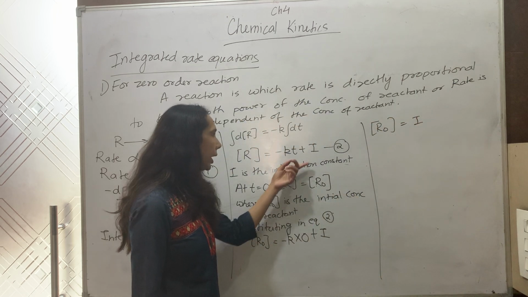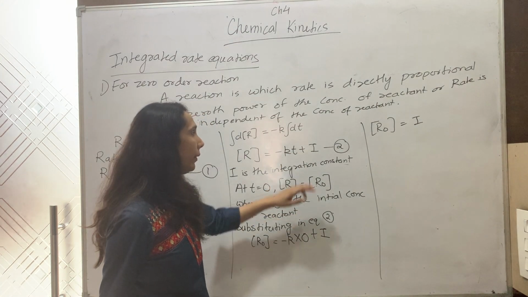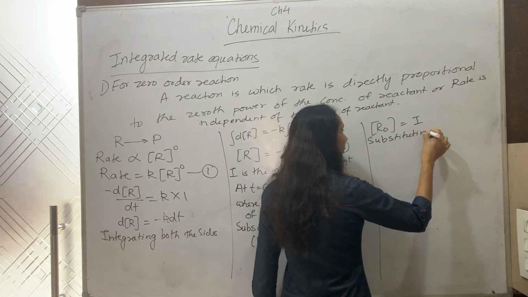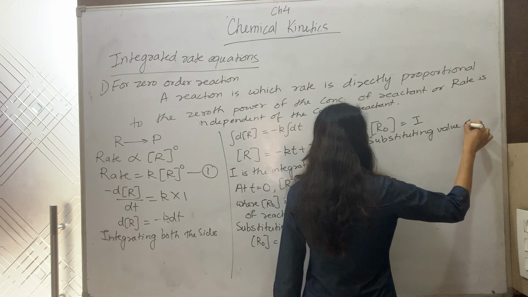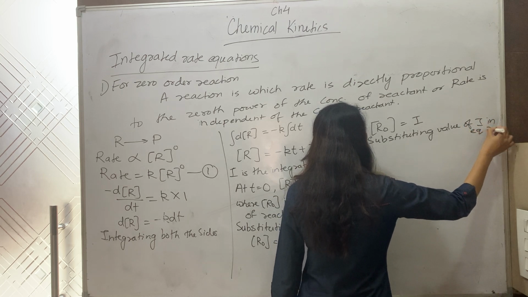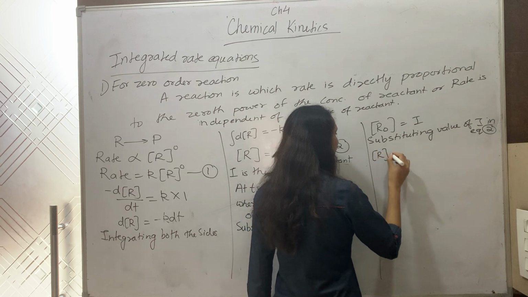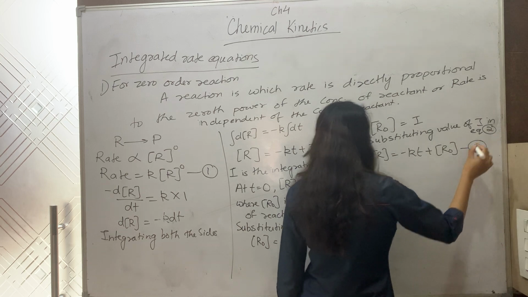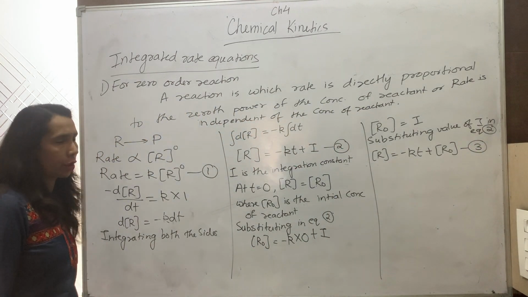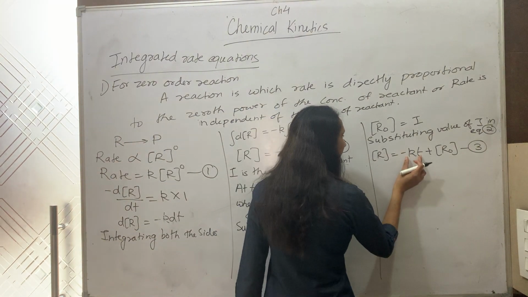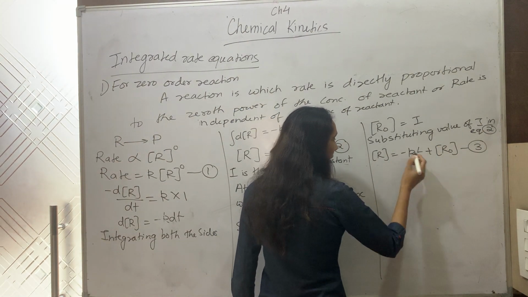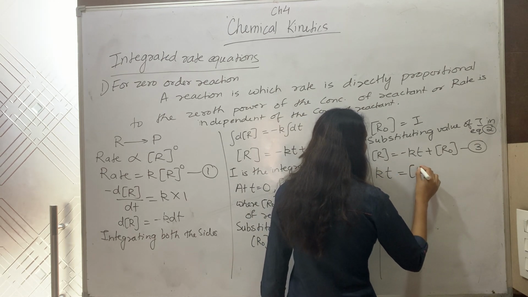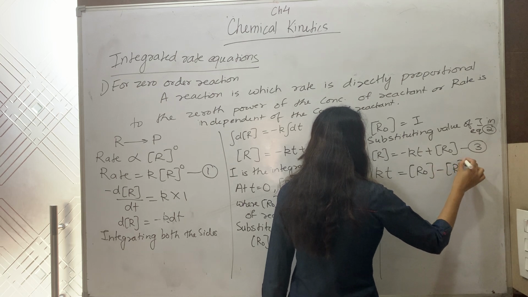So I have got the value of the integration constant I, and I can substitute the value in equation 2. What we get? R is equal to minus kt plus R naught. This is my equation 3. Now I am just rearranging this equation. Minus kt I take this side and R I take the other side. Minus kt taken this side becomes plus kt. It is equal to R naught minus R.